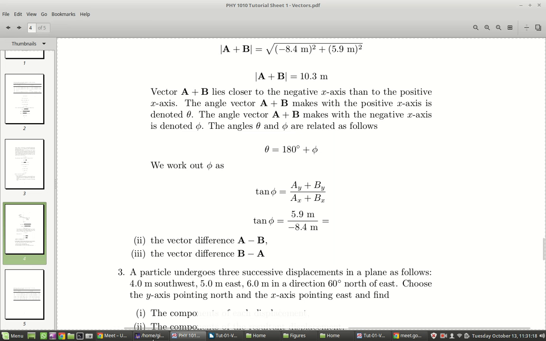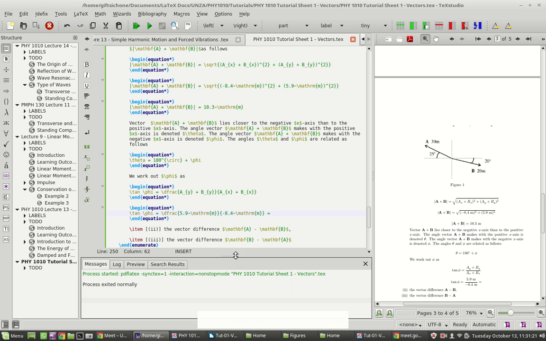35.1, how much? I'm looking for tan phi. I'm not looking for the angle. Negative 0.7. There. Next, we work out what phi is.